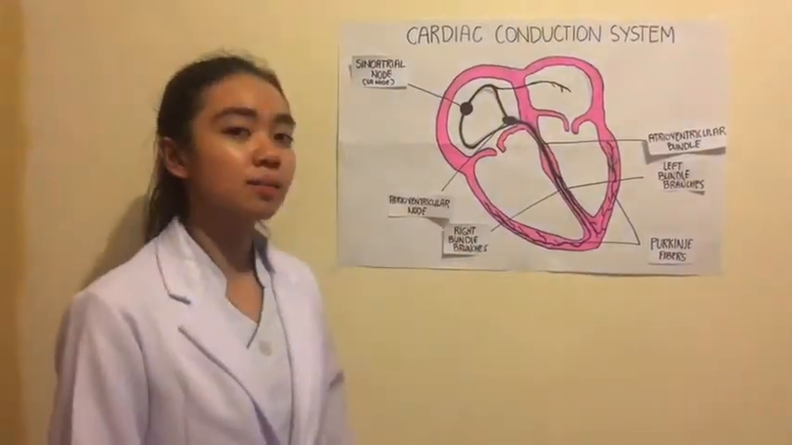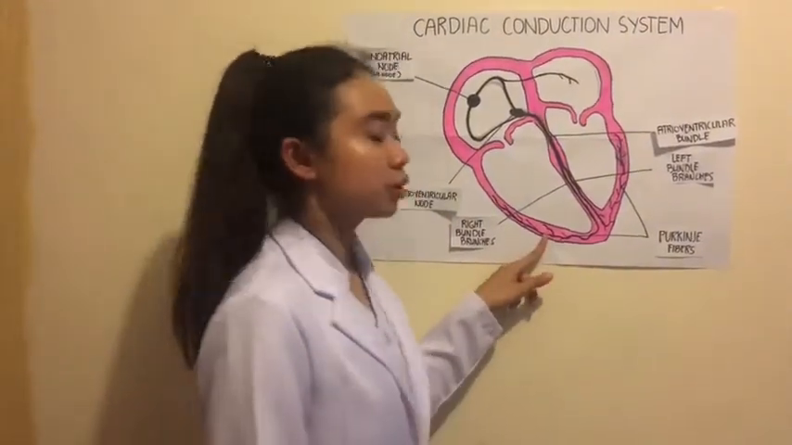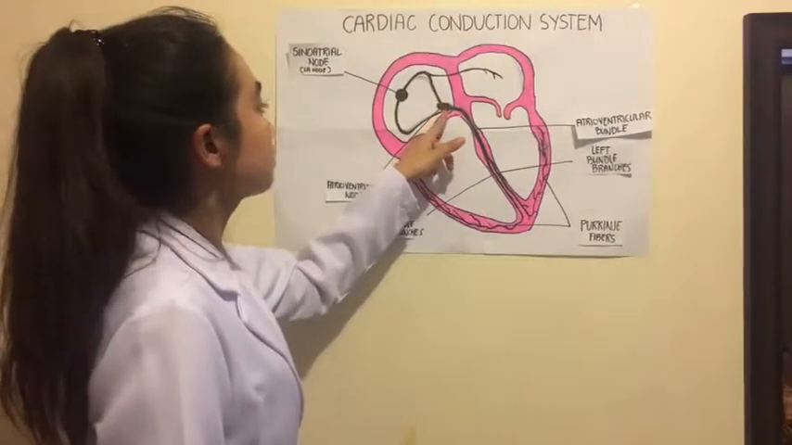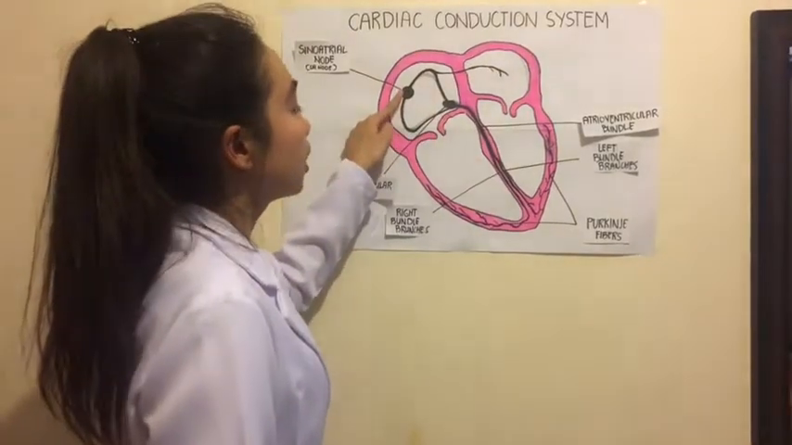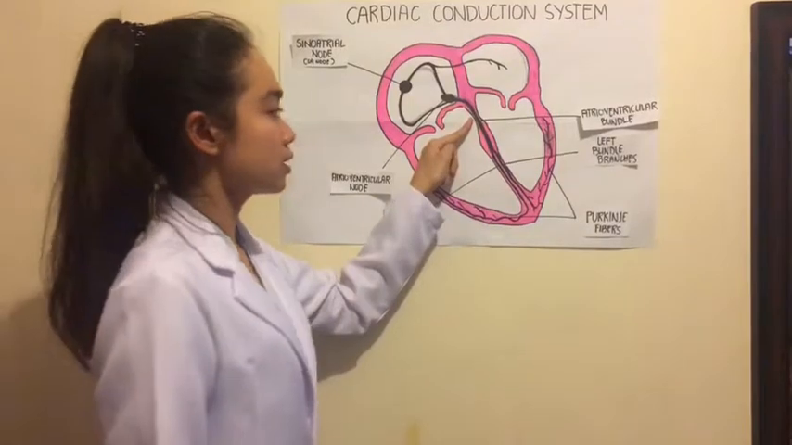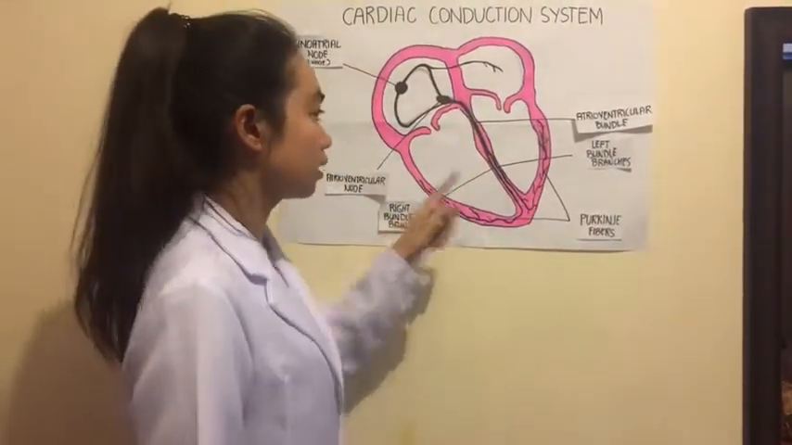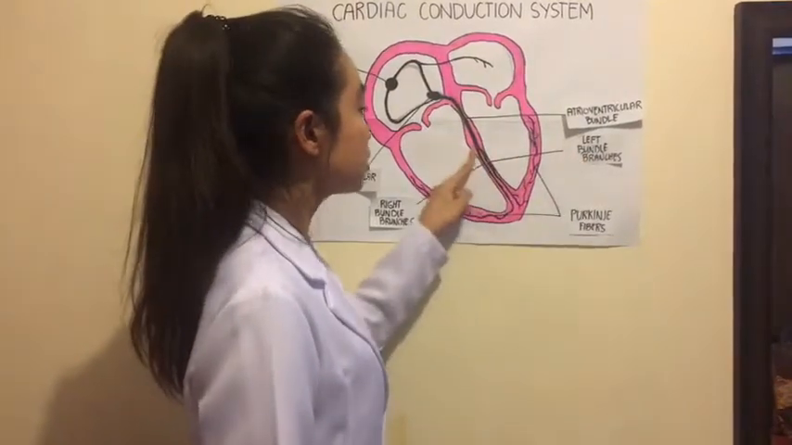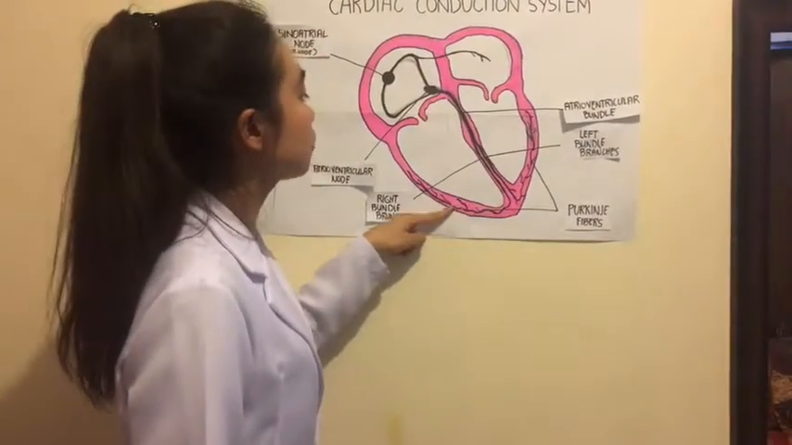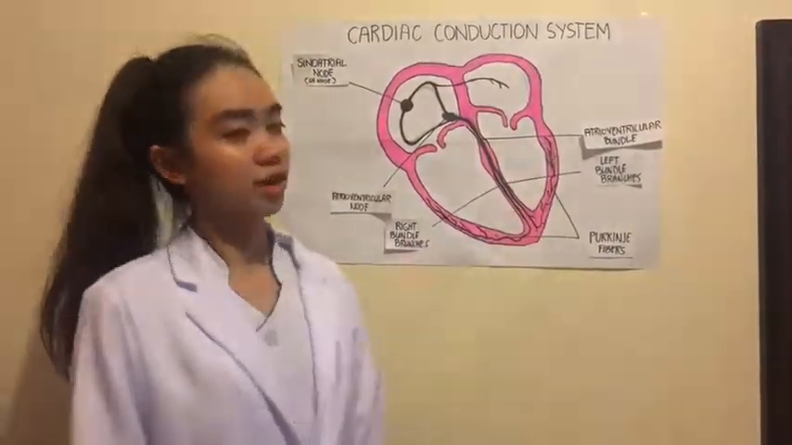It also delays the passage of electrical impulses to the ventricles because they should first be filled with blood for it to contract. The AV node receives signals from the sinoatrial node and passes them to the atrioventricular bundle, which is the bundle of His. This bundle is divided into two branches, the right and left bundle branches. The signals are then passed to the Purkinje fibers going outward, spreading to the ventricular myocardium, resulting in contraction.